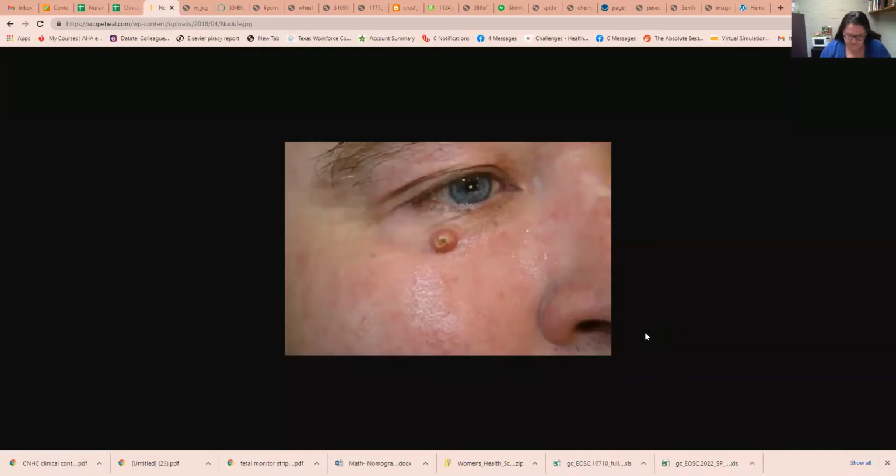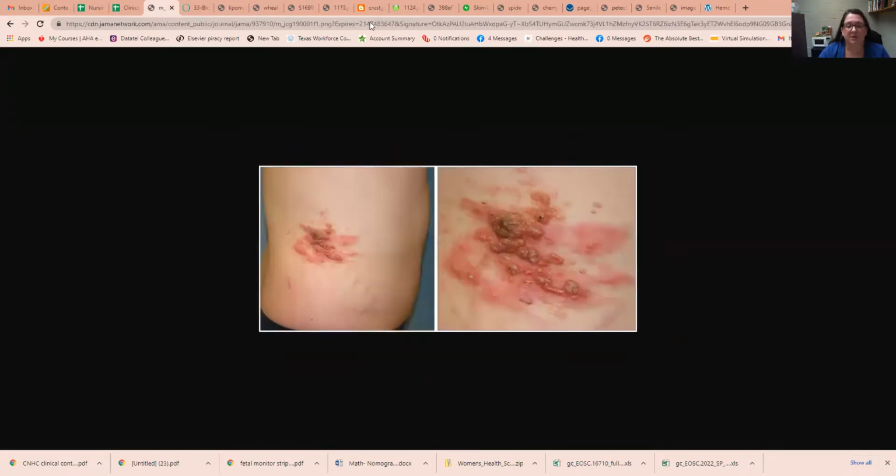A nodule is palpable. It's deeper than a papule. A papule is on the surface of the skin. A nodule is deeper. It's firmer. It's 1 or 2 centimeters. An example of that might be a wart. This is actually a nodule just below the eye that is ulcerated. So this is a nodule with an ulcer at the top of it. Let's go to the next.